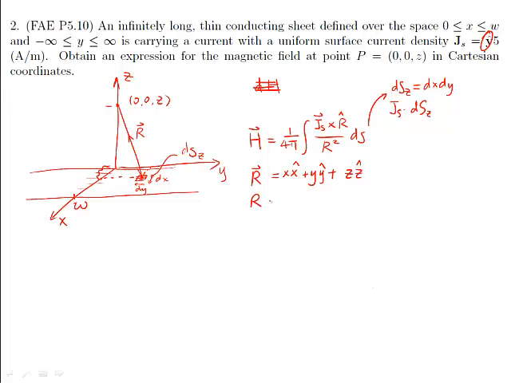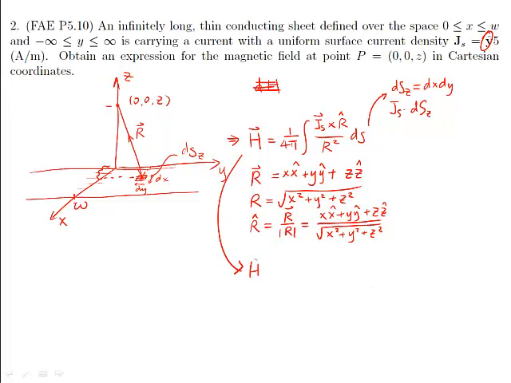Its magnitude r in italic would be the square root of x squared plus y squared plus z squared. And the unit vector would simply be the r vector normalized by its magnitude. So that would be x x hat plus y y hat plus z z hat over the square root of x squared plus y squared plus z squared. Okay, now I think we have everything to evaluate this equation here, so I'll just move it down here.